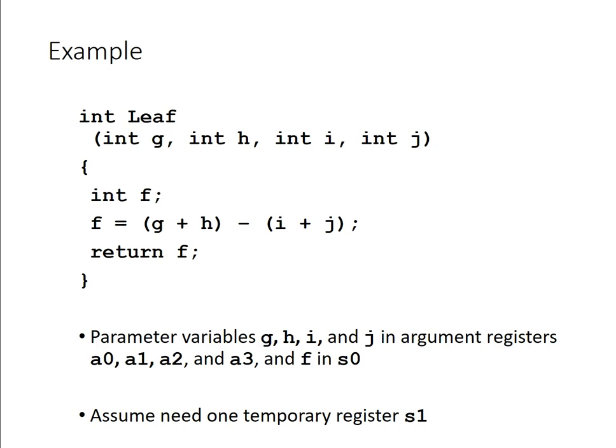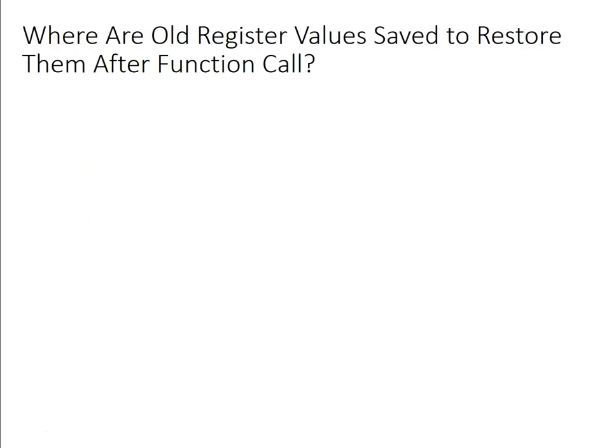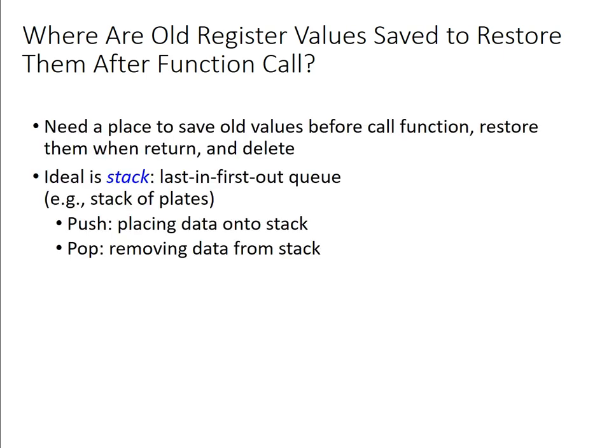Because this function is using the registers s0 and s1, it's going to need to be careful to save the previous values, because the calling code, the main program that's calling this subroutine, may still have values that it needs in those registers. So where are the old register values saved in order to restore them after a function call? As you can probably guess, the stack is an ideal place to put these saved values.